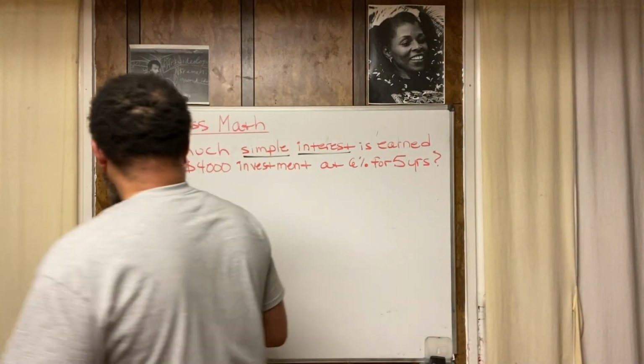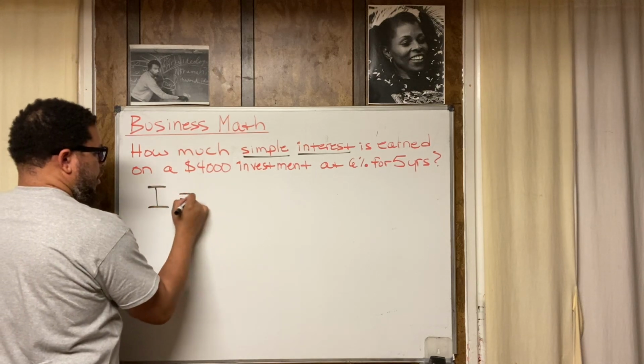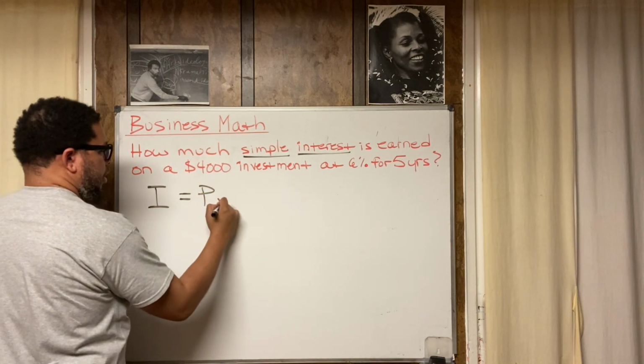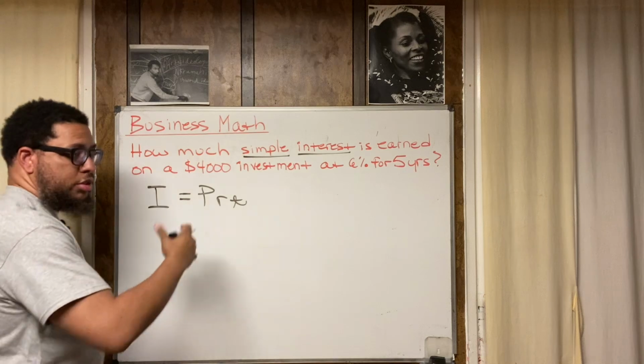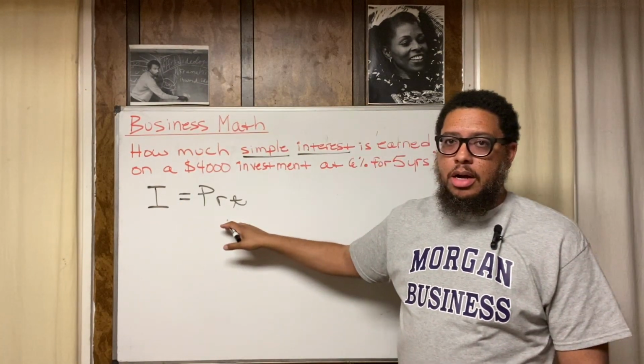It looks like this. Usually we use a capital I to represent interest income. Put an equal sign, capital P, R, T. Now you need to know what all these letters stand for. We're about to do some algebra. This is a formula.